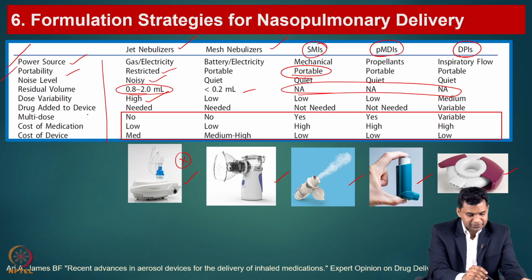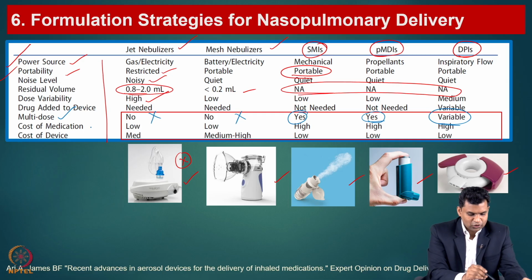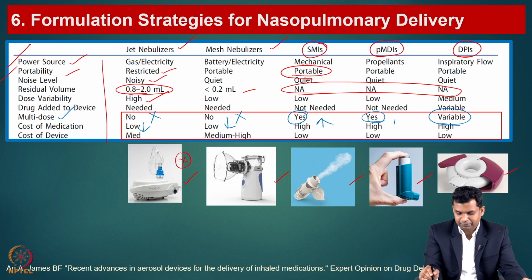So, the important parameters is the multi-dose. Here, there is not possible, we have to use it one time, whereas with SMI we can expect the multi-dose, and dry powder inhalers can sometimes come in a single and also multi container. Cost of medication is very less, and it will be very high because of their devices, and we use such drugs which are very costly.